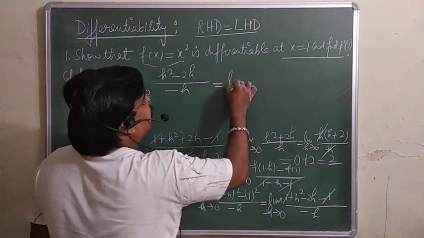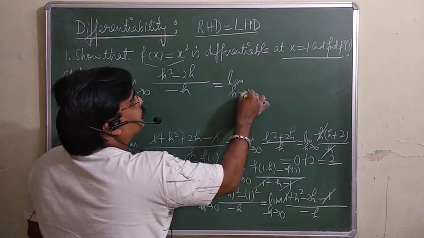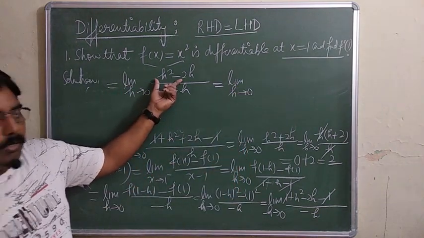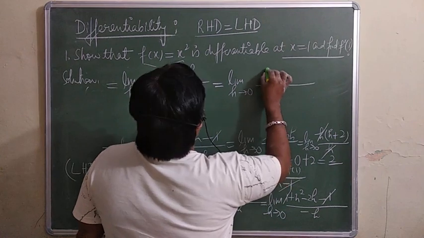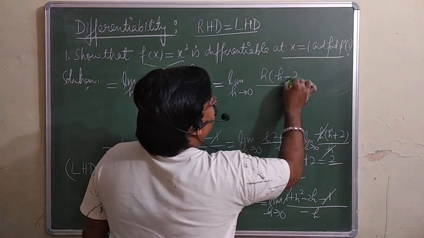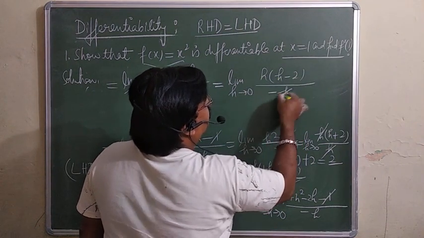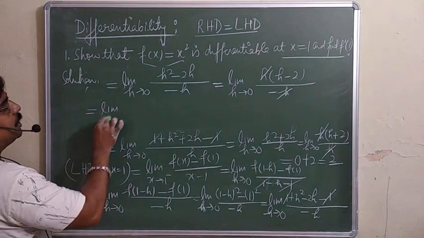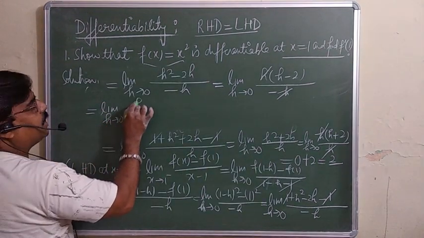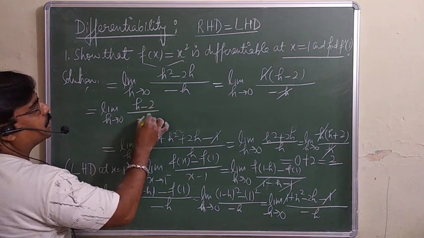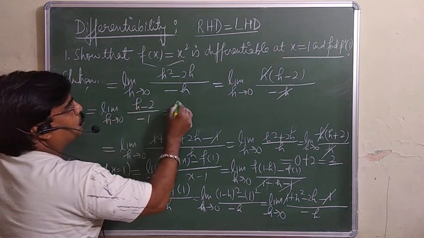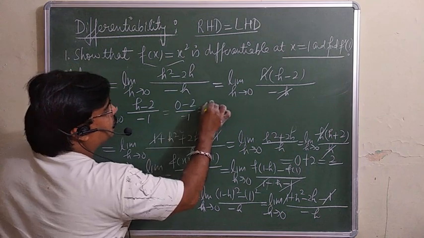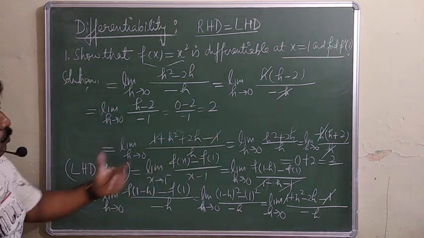You can take out h as common from here only. So you will get (h minus 2) over minus h. You can cancel, so this is equal to limit h tends to 0 of (h minus 2) over minus 1. You put 0 here: (0 minus 2) over minus 1. So this is 2.